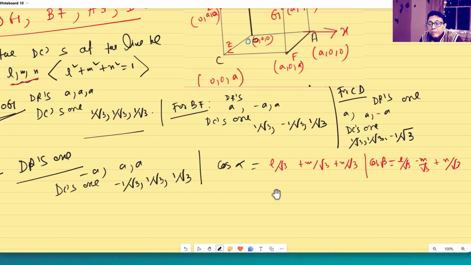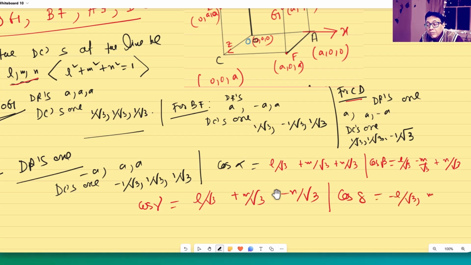And cos gamma. How do you write cos gamma? The angle with CD. That is, CD is here. L by root 3, M by root 3, and cos delta. Clear? There is plus sign here. So you got all three, all four.